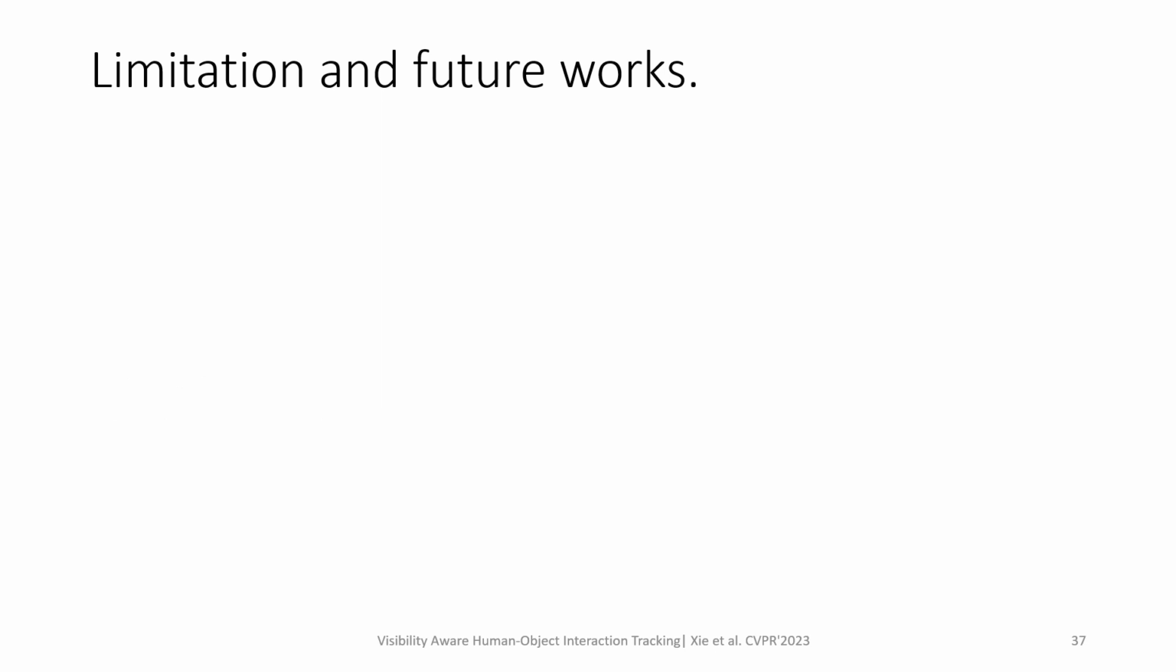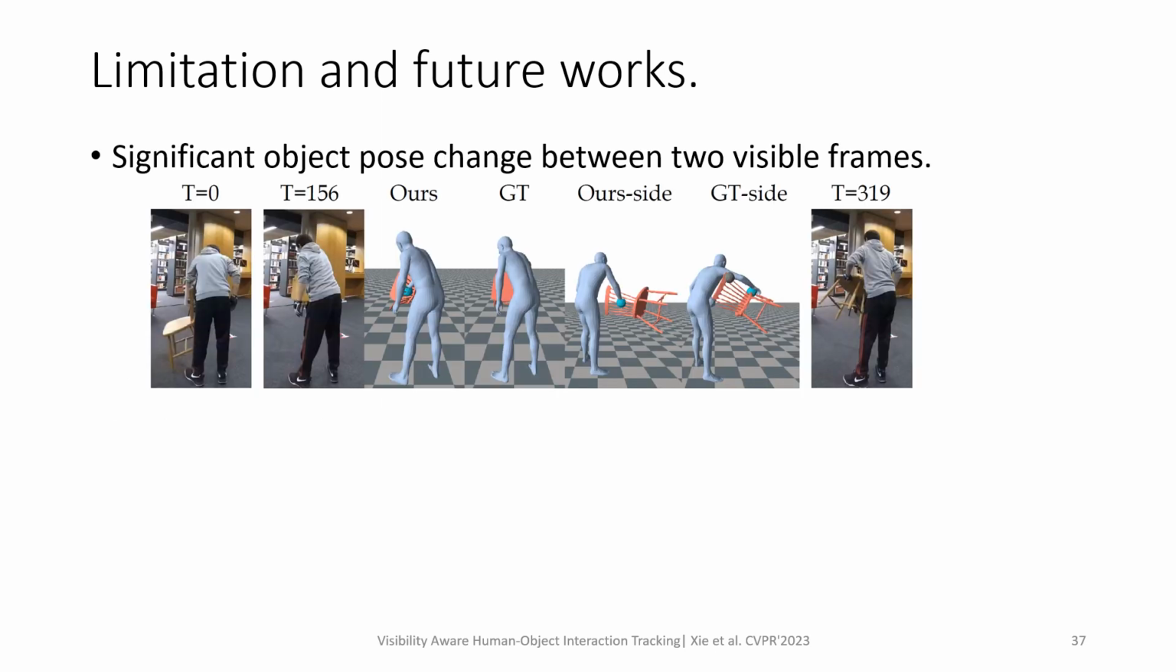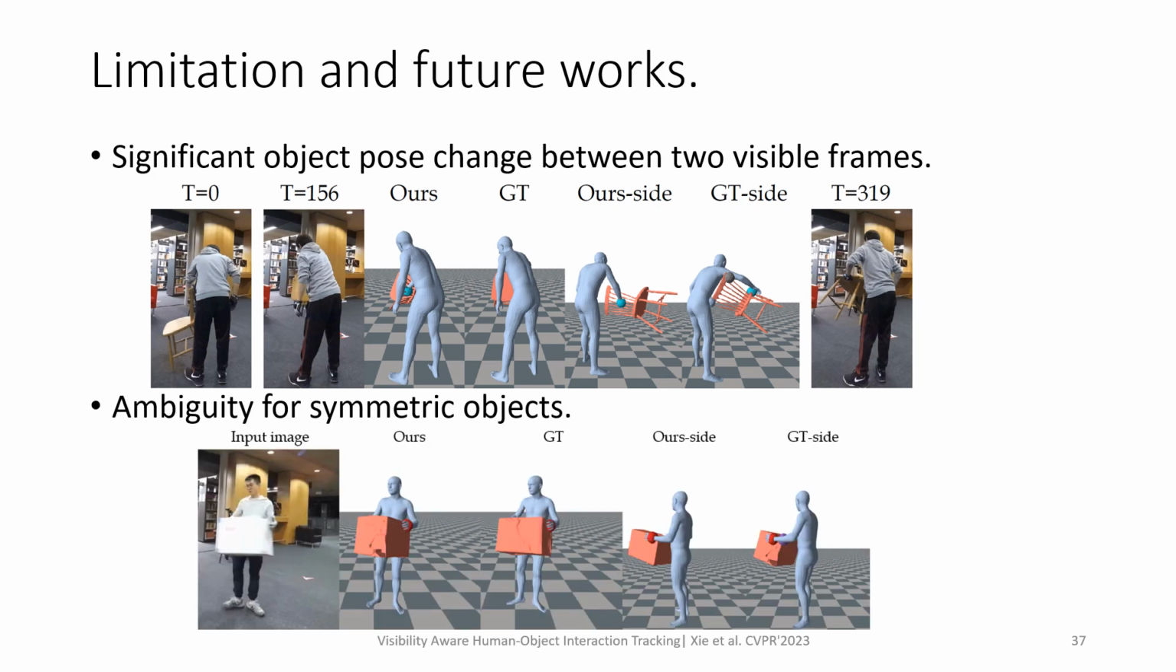We discuss limitations and future work here. One future direction is to improve the object pose prediction when it changes significantly between two visible frames. Second, our method struggles to predict the correct pose for symmetric objects. Future work can further reason about the object symmetry explicitly.